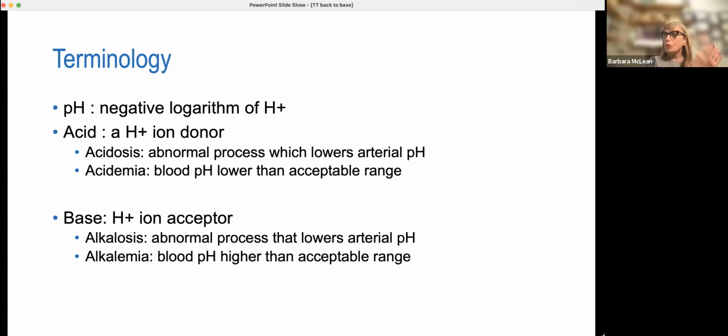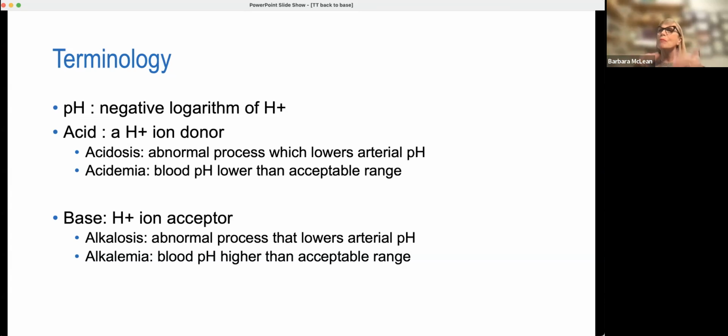Okay, so just to review, the terminology is that pH is a negative logarithm of hydrogen ion. I hate those terms, negative logarithm. It always feels very off-putting to me, but all it means is the opposite effect. Hydrogen goes up, pH goes down. Hydrogen goes down, pH goes up. That's all. It's the opposing effect. The presence of hydrogen makes the pH go down.